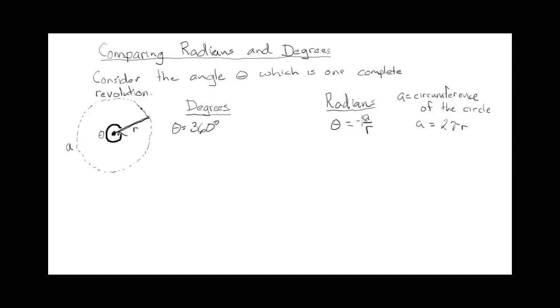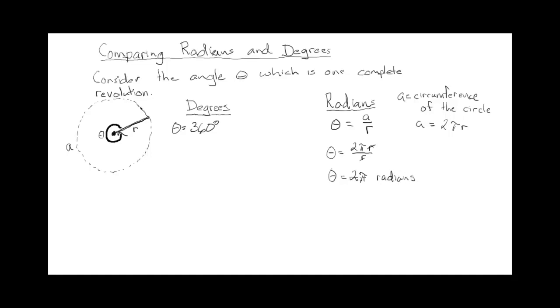So we could take this and put it into this equation. So theta is equal to 2 pi r over r. And then simplifying, the r's would divide. Theta would be equal to 2 pi, which, again, we don't necessarily need to write the units, but if we wanted to write the units, that would be radians.